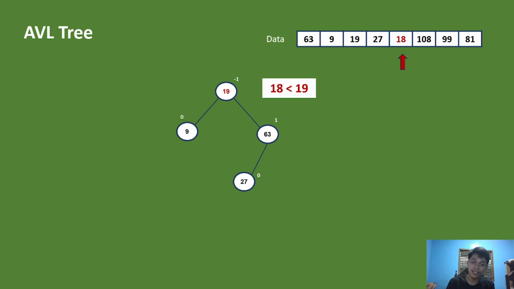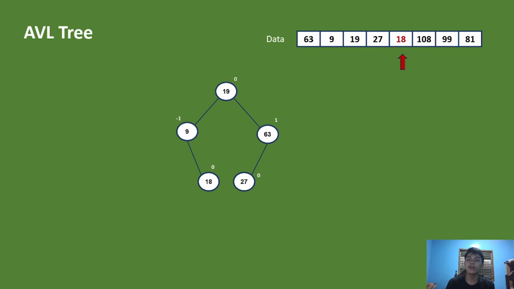We're going to insert now 18. Since 18 is less than 19, we're going to put it on the left side of 19. Since 18 is greater than 9, we're going to put it on the right side. So this is now the structure of our AVL tree. As you can see, it is still balanced, so we're not going to perform a rotation.